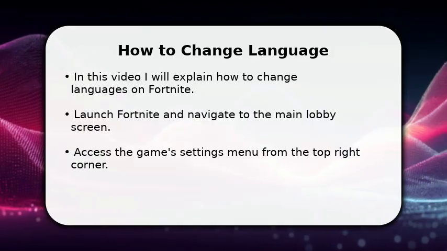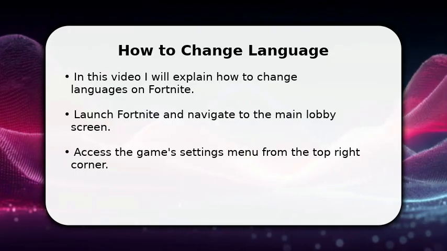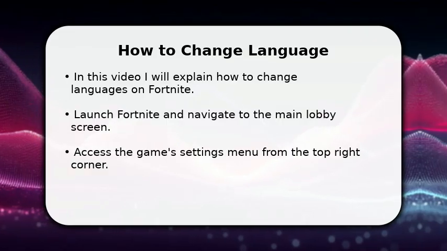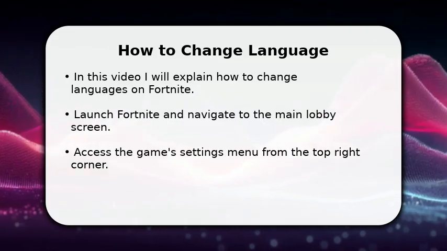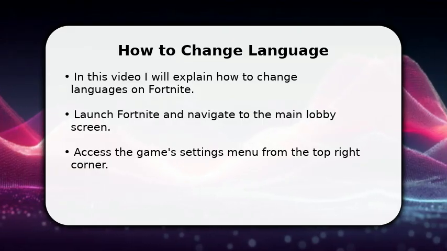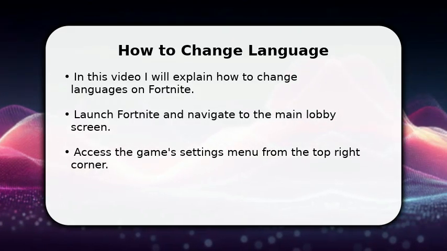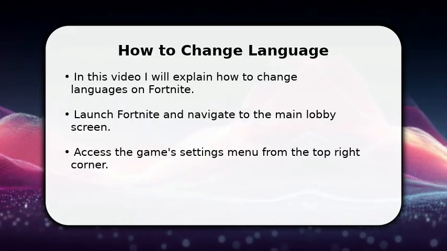Hello everyone. In this video, I will explain how to change languages on Fortnite. First, launch the game and make your way to the main lobby screen. Once there, you will need to access the game's settings. Look for the icon with 3 horizontal lines, usually found in the top right corner of your screen.